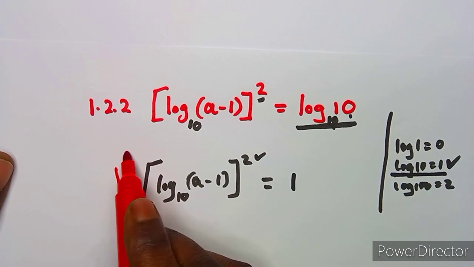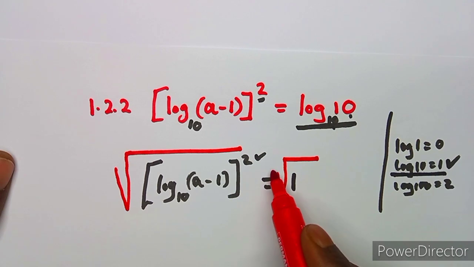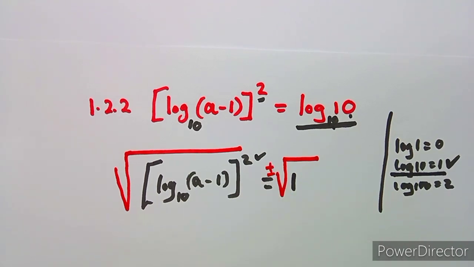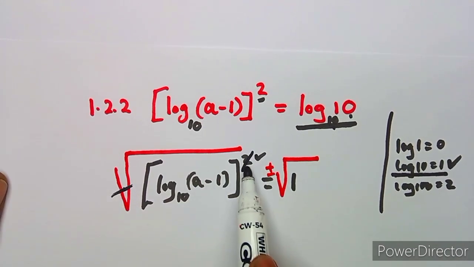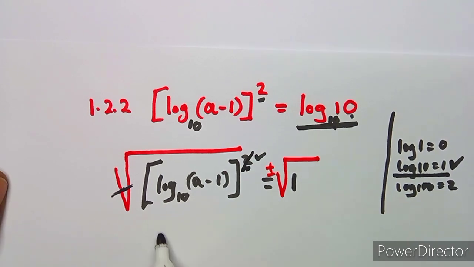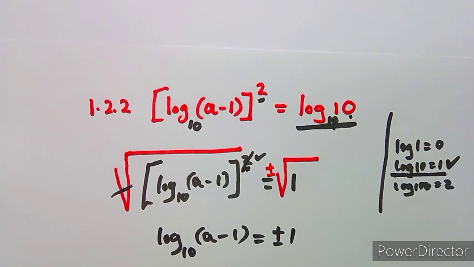So we are going to introduce the square root on both sides to remove the square. But we know that the square root of any number is plus or minus. So the moment you introduce this square root, you are automatically removing this exponent of 2. You are going to remain with log a minus 1 in base 10, which is equal to plus or minus 1. So that means there are now two possible solutions there.